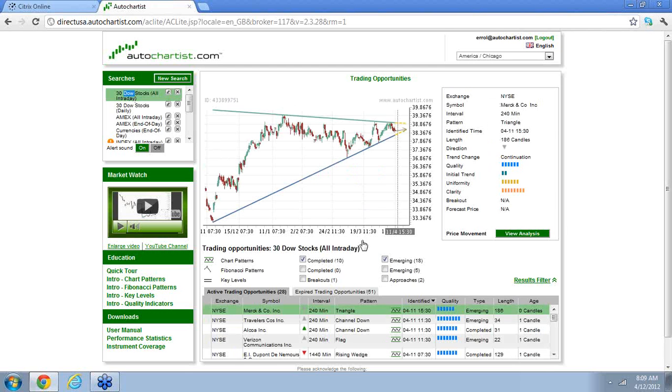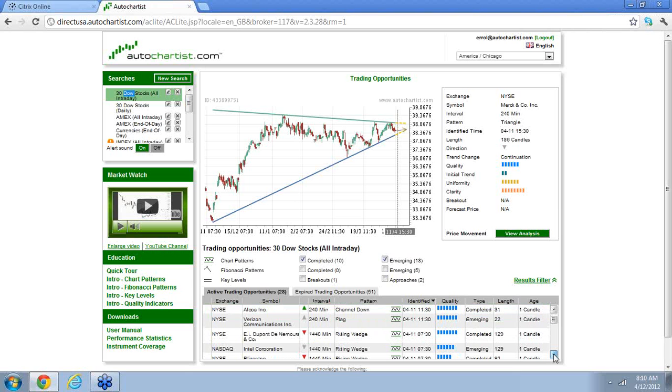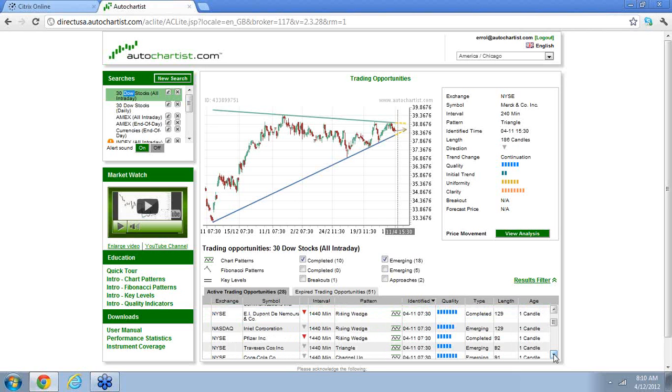my intraday stock list, and I'm going to look for stocks that have a bias to the downside. So I have DuPont as one of them. I also have in the NASDAQ market Intel. This is an emerging pattern.